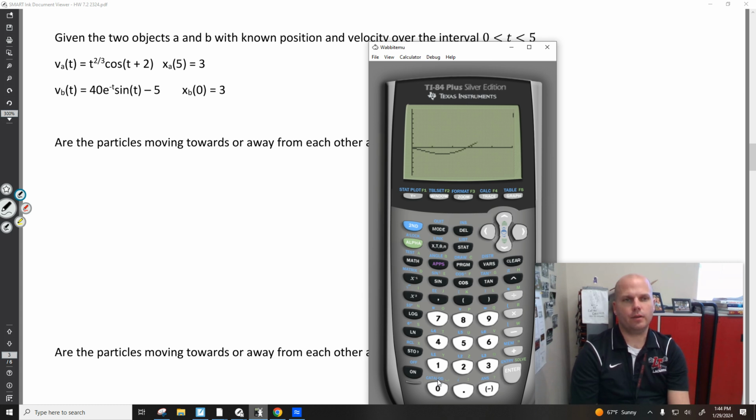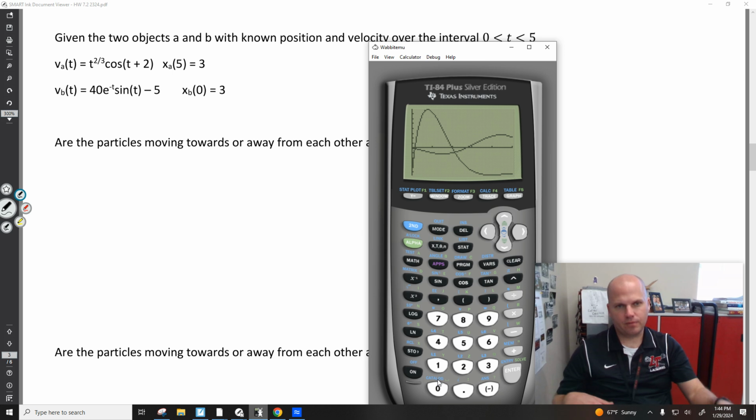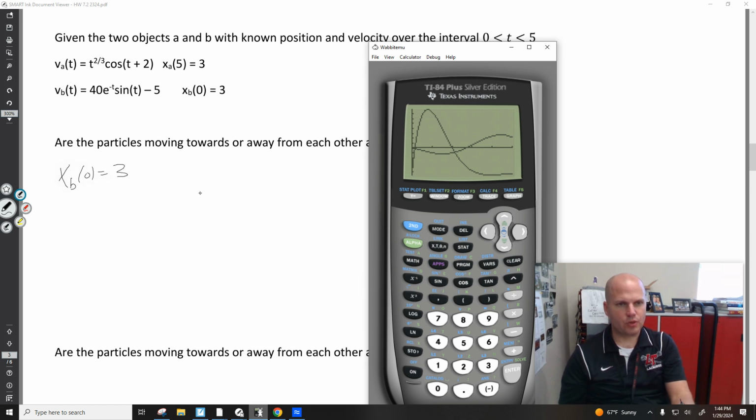This is my cosine graph. That's my sine graph. Okay, I'm familiar with this. All right. I know particle B is located at position 3.